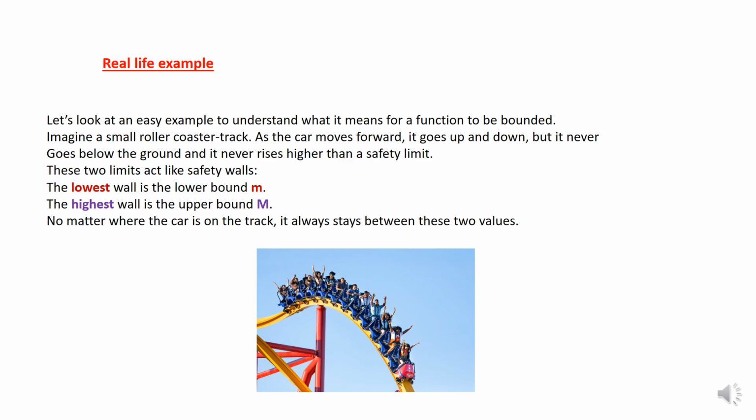Now, to understand boundedness more, let's look at an easy example. Imagine a small roller coaster track. A car moves forward and goes up and down, but never goes below the ground, and never rises higher than a safety limit. These two limits act like safety walls for the coaster. The lowest wall is the lower bound m, and the highest wall is the upper bound M. So no matter where the car is on the track, it always stays between these two values.